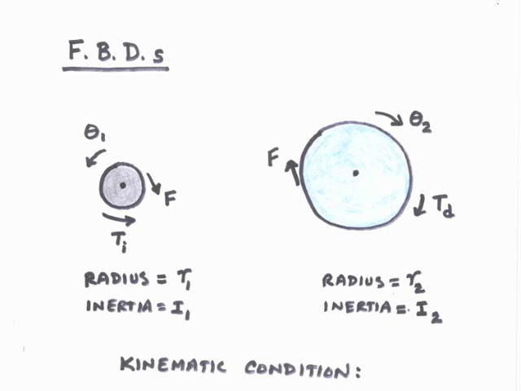We'll denote the radius of the motor shaft at the gearing as R1, and the inertia of the motor shaft is labeled I1. In a similar fashion, the radius of the turret at the gearing is labeled R2, and the inertia of the turret is labeled I2.